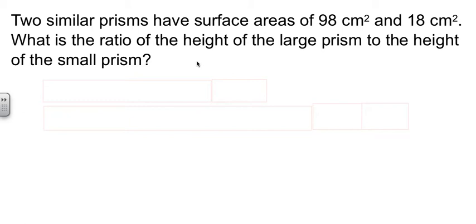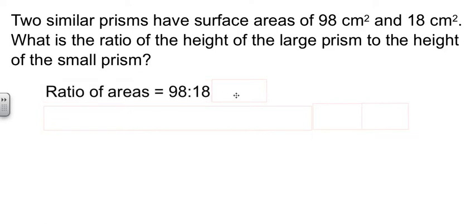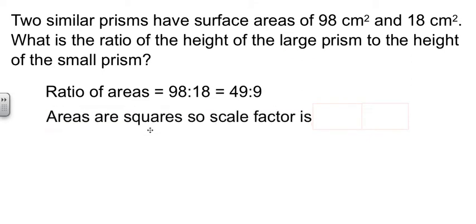Suppose we have a couple of similar prisms and we know their surface areas. I want to know the ratio of the heights. Well, we can get the ratio of surface areas, 98 to 18, which I can reduce, they both divide by 2, gives me a 49 to 9 ratio. Now that's for areas. Areas are square units. So we need to take a square root to get down to linear units like height. Square root of 49 to 9 is the same as 7 to 3.